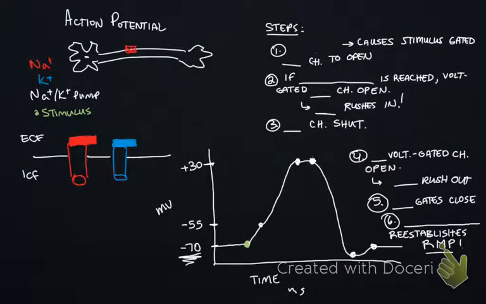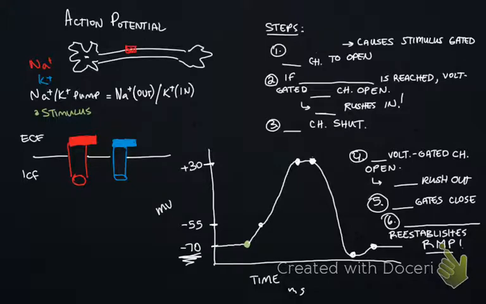So now let's go over the steps of actually getting the action potential to move. And to do that, we need to identify the different proteins or pumps or channels that are involved. So we know we have the sodium-potassium pump. And let's just review that: with the sodium-potassium pump, sodium is moved out and potassium is moved in. Okay?